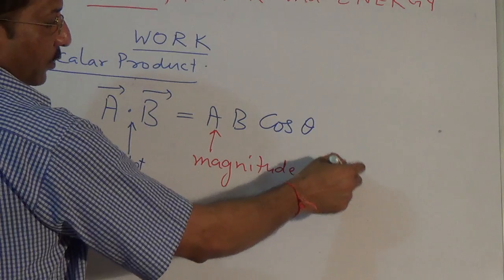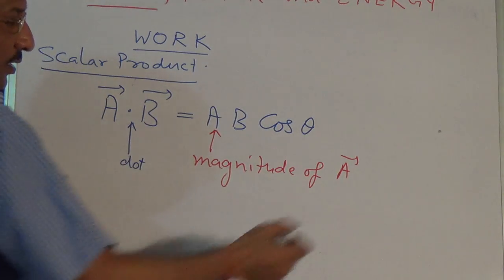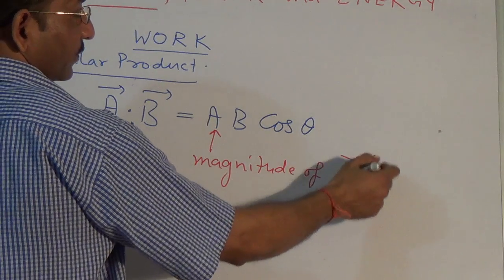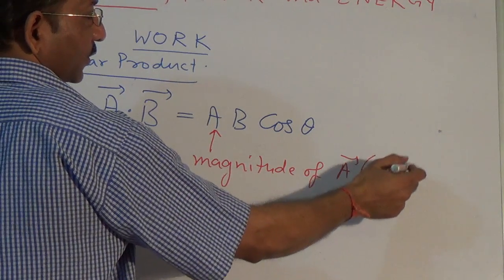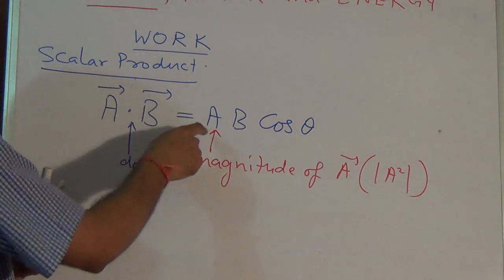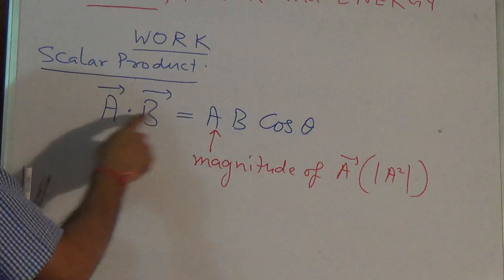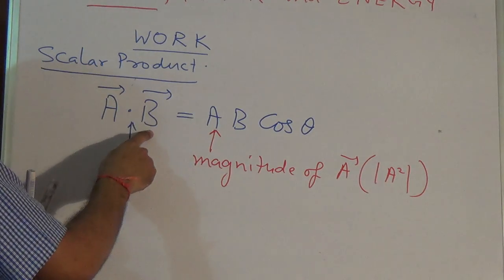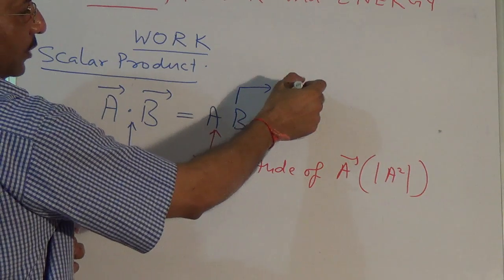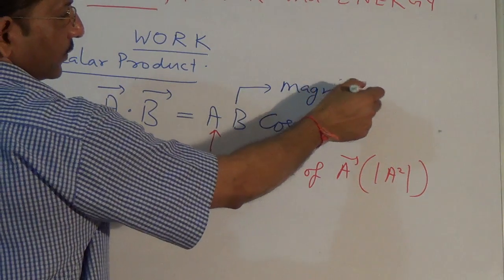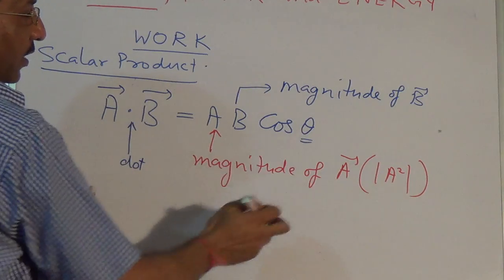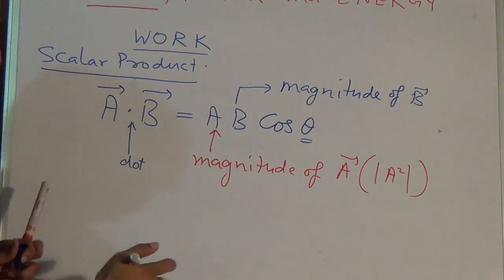of vector A, and this is represented by mod of A, mod equivalent to the vector A. So this is the magnitude of this vector A, and B is the magnitude of vector B. Theta is the angle in between these two vectors.